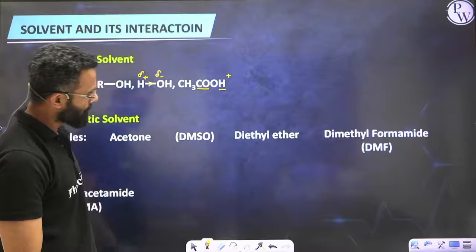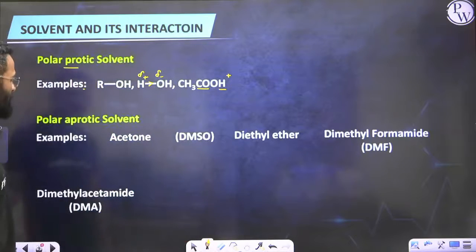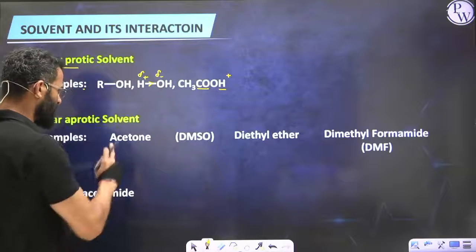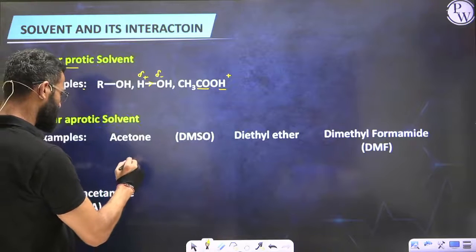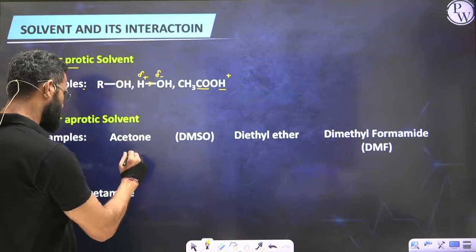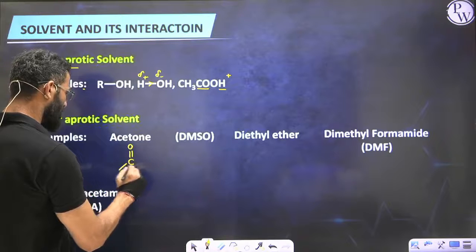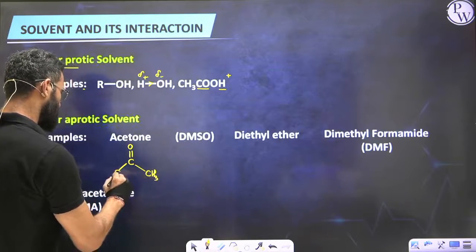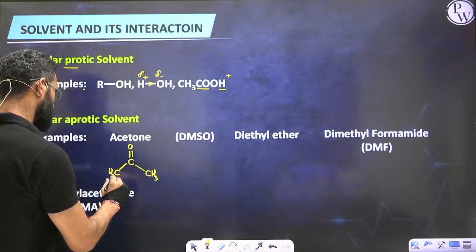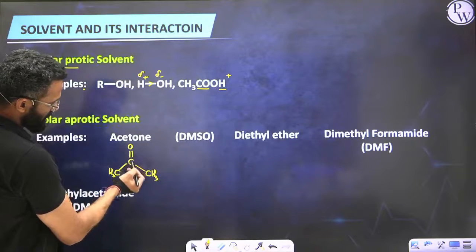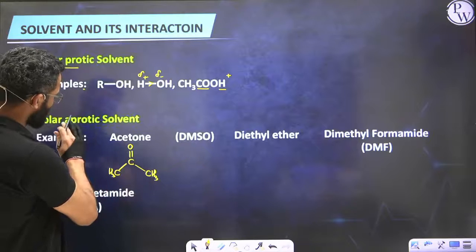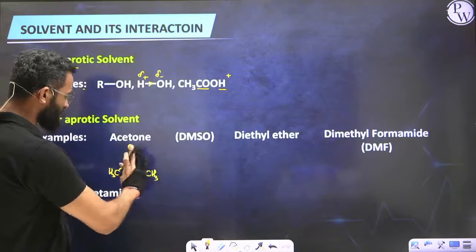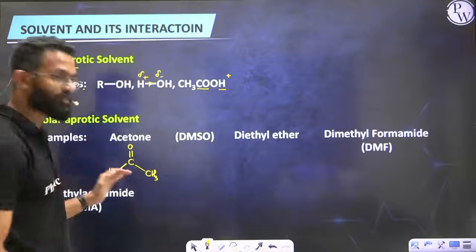Now everyone, the important category that we have to learn is polar aprotic, one of which I have already explained. I'll write it once again. Acetone, structurally C double bond O and CH3. So the electronegativity difference across carbon and oxygen will make it polar, but because there is no hydrogen connected to an electronegative atom, it cannot donate a proton, so it is aprotic.